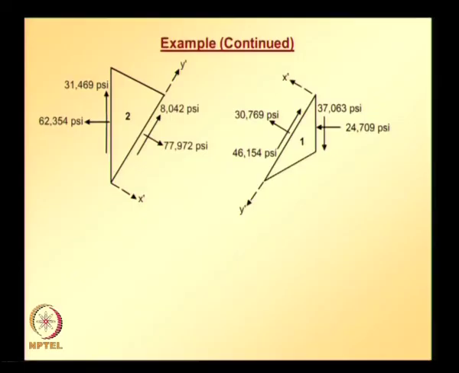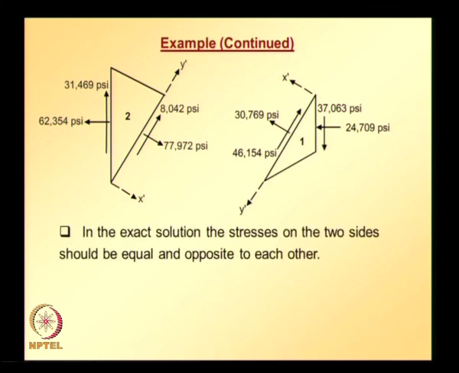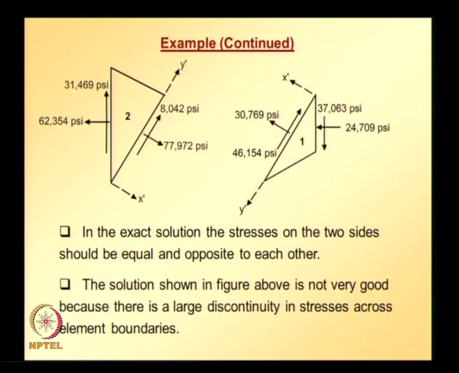All these values are put side by side to see whether they are matching or not. In the exact solution, stresses on two sides should be equal and opposite to each other, and the solution that we obtained is not very good, because there is a large discontinuity in stresses across element boundaries, that is normal stress values are not matching, also tangential stress components are not matching. So that means the discretization that is adopted for solving this cantilever plate is not enough.